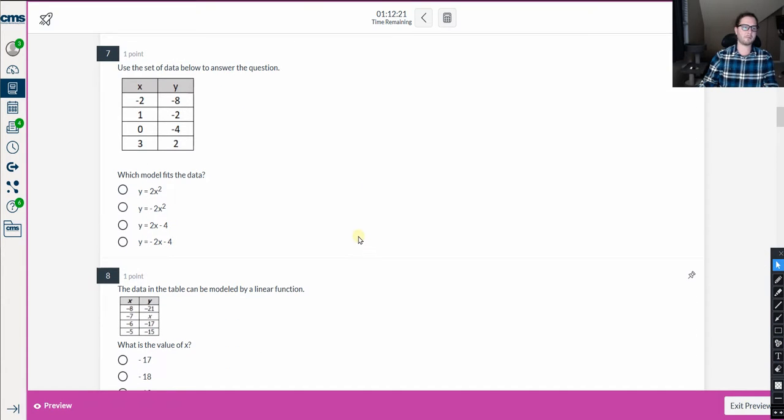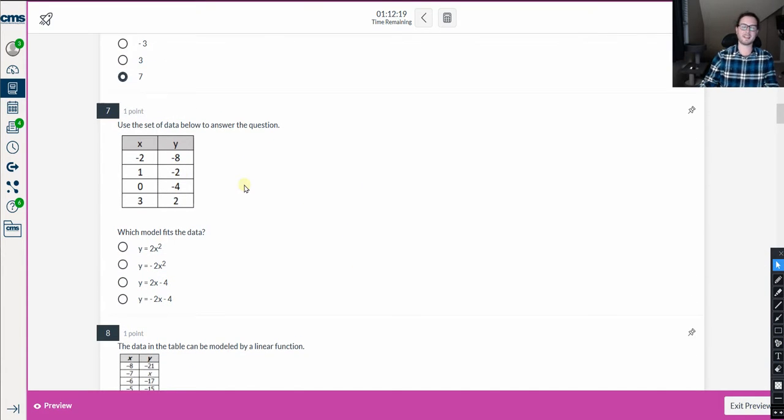Moving on to number 7. This one, again, gives us a table, and it asks what function would line up well with this table. Once again, I'm just going to pick one that I would consider easy. My eyes immediately go to this one where x is 0, y must equal negative 4.